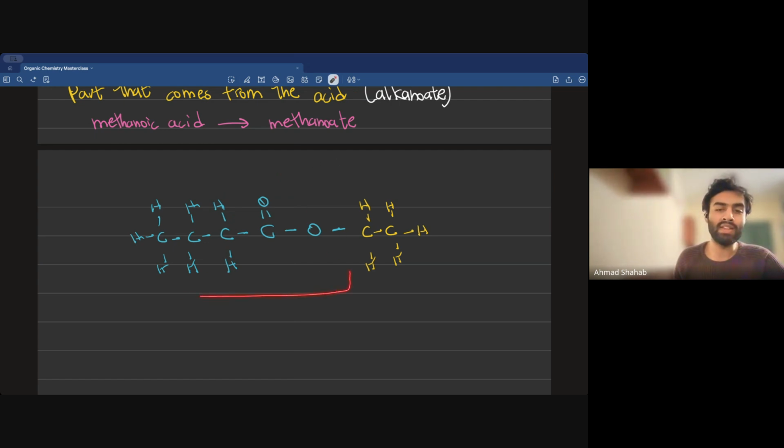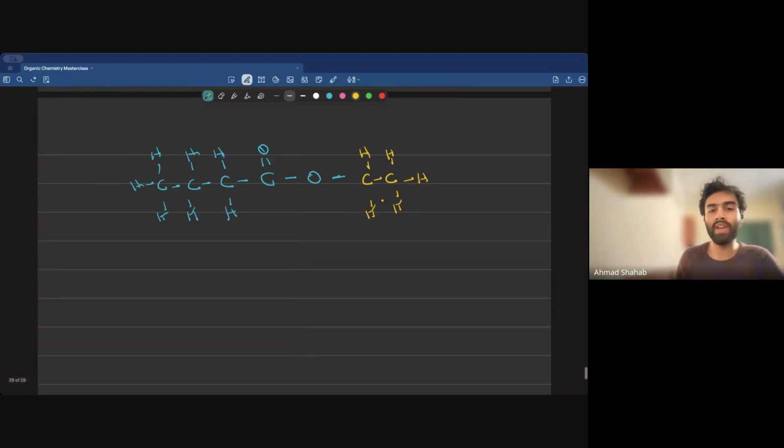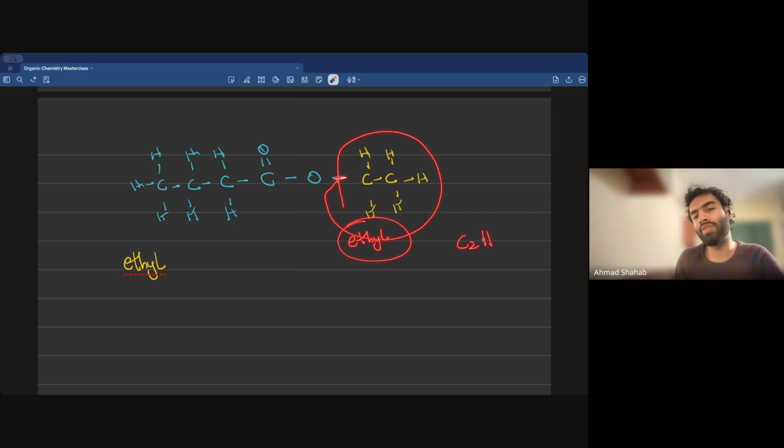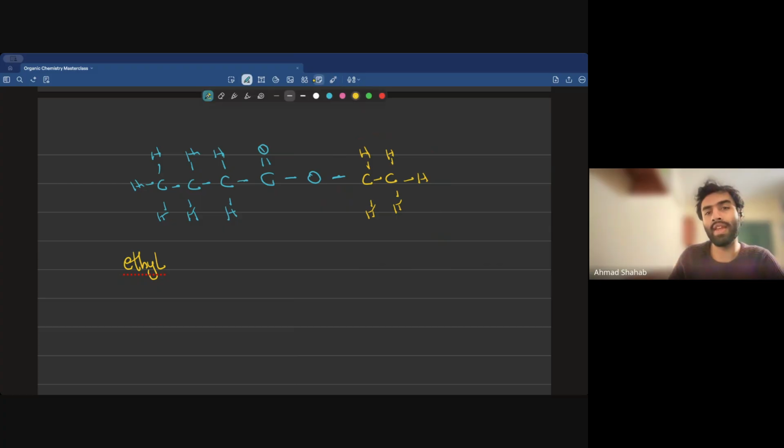Again, the color coding that I've done here, this blue part has come from the acid, and the yellow part has come from the alcohol. This is another hint for you. What is the name of this compound going to be? It is going to be ethyl. Why ethyl? Because ETH means two, and YL means ethyl. This is the part that came from the alcohol. The part that comes from the alcohol is always bonded to O. This is ethyl, and again, this is C2H5. You can clearly see this is the ethyl group.